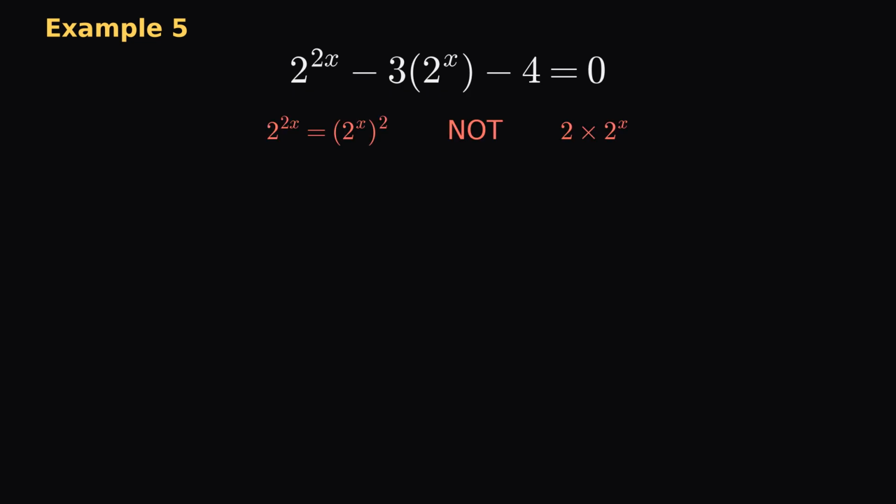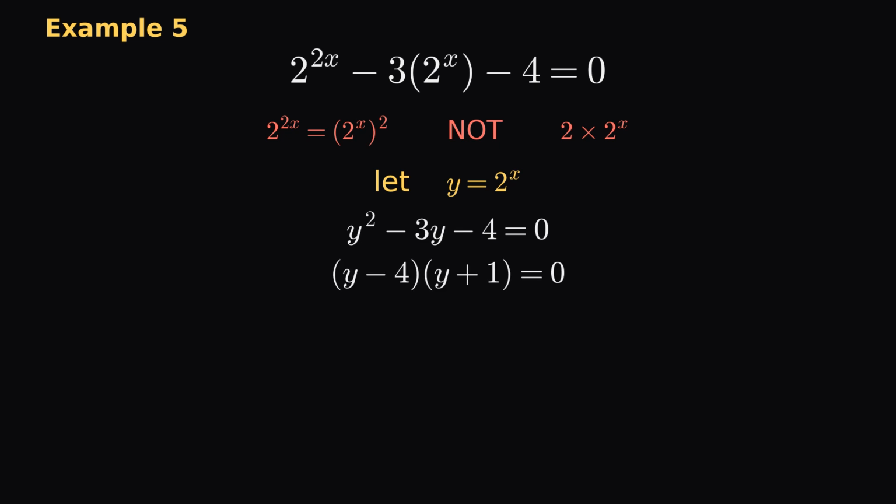First thing, 2 to the 2x is 2 to the x all squared. It is not 2 times 2 to the x. Get that wrong and nothing else works. So substitute. Let y equal 2 to the x. Then it's y squared minus 3y minus 4 equals 0. That factorizes. (y minus 4)(y plus 1). So y is 4 or y is minus 1.